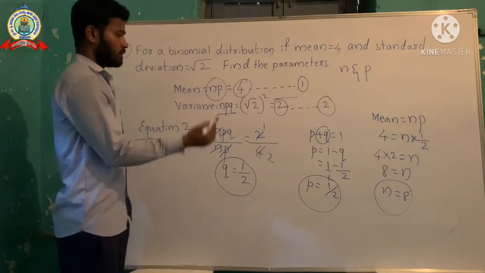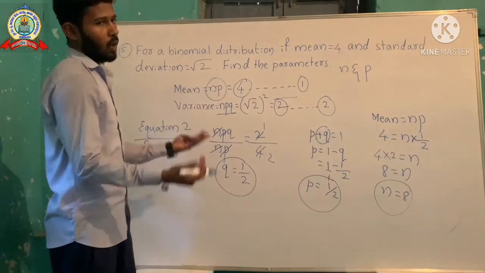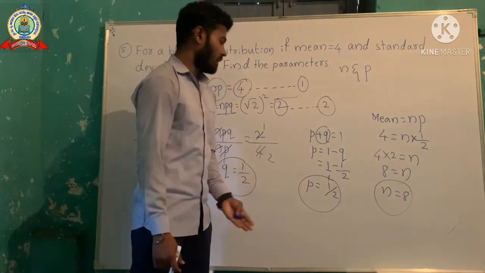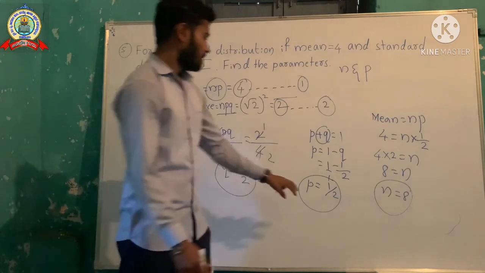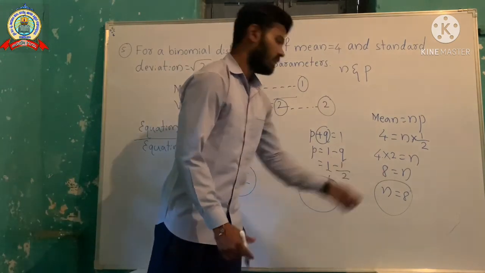So in this problem we have to find out the parameters of the binomial distribution, p and also the n value.